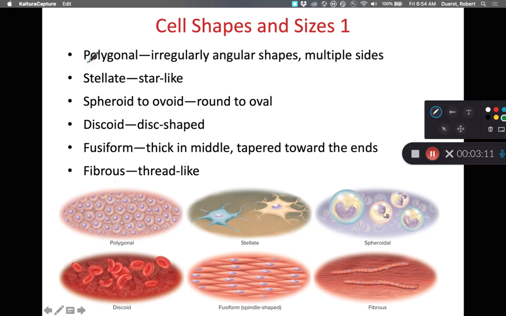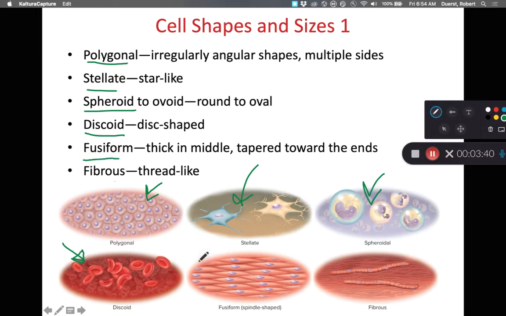Other common shapes include polygonal, where they're just randomly irregular shape. We could have stellate cells, which are shaped like a star. We could have spheroid or ovoid. Those are commonly seen with leukocytes or white blood cells. Discoid is a term that I don't see very often used. Most of the time when I see this shape, and when I was taught this back in the day, it was biconcave, or the jelly donut shape.